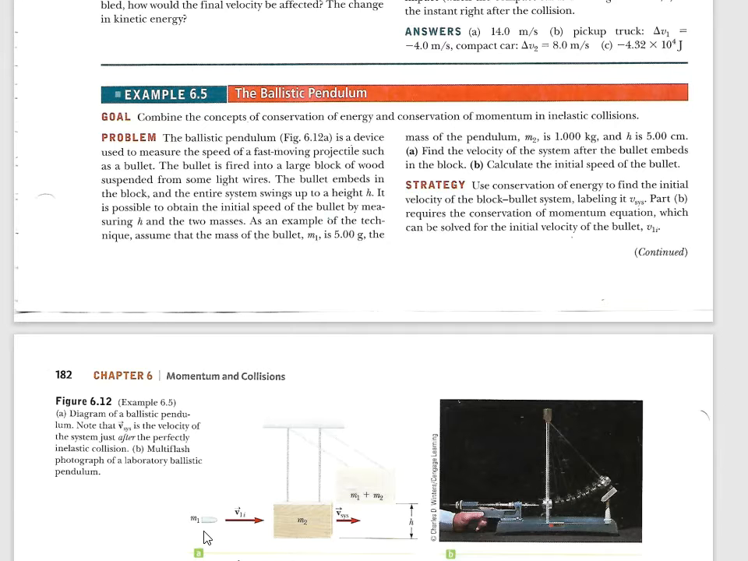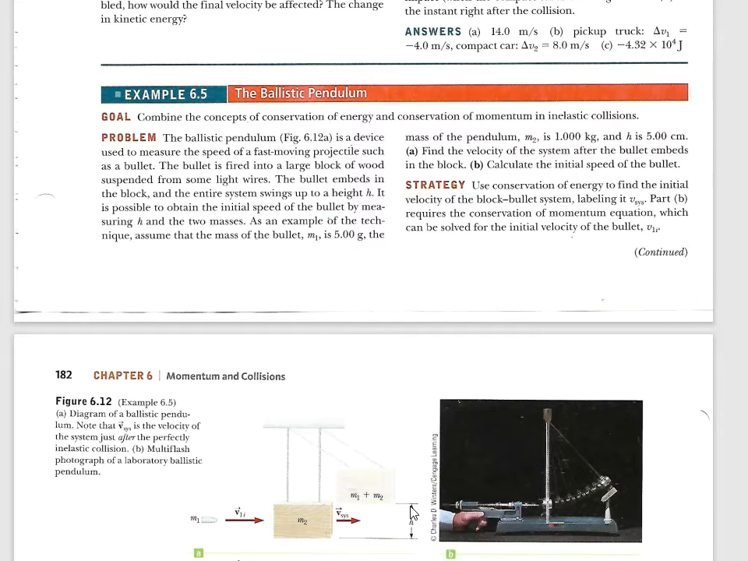The bullet, mass m1, is fired into a large block of wood suspended from some light wires. The bullet embeds itself in the block, and the entire system swings up to height h. It is possible to obtain the initial speed of the bullet by measuring h and the two masses.